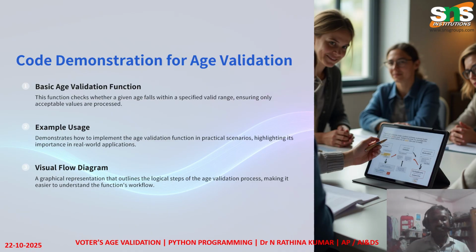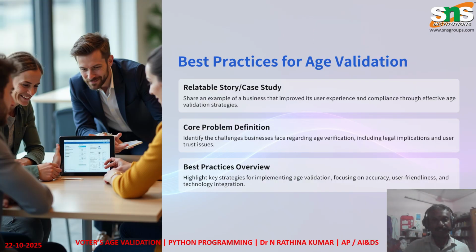As I already told, first we have to create one age validation function. This function checks whether the given age falls within a specified valid range, ensuring only acceptable values are processed. For example, if the user input is above 18, then he or she is eligible to vote. If the input is 18 or less, they are not eligible to vote. So we must validate that.